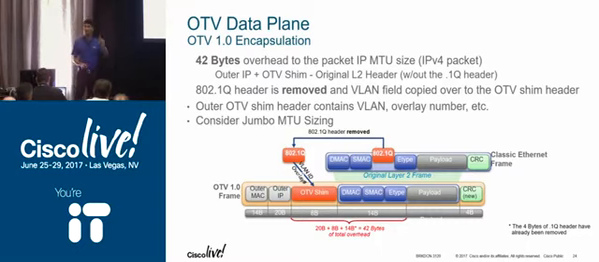Now, one important point to note is that when these encapsulated packets are created, they are created with the DF bit set. What that means is at any network, at any hop, if the MTU is lesser than the size of the packet, it will go ahead and drop that packet. It says don't fragment it. So we need to consider the jumbo MTU sizing on the network where we are deploying OTV.